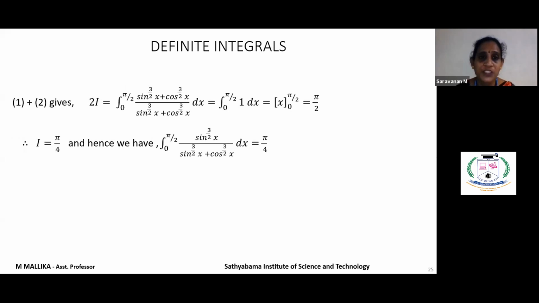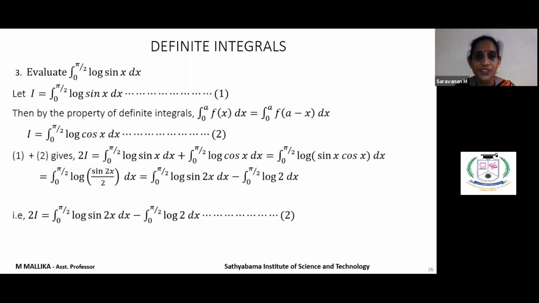Like the previous problem, add the two integrals, you will be getting 2I equals simply integral 0 to pi by 2 1 dx, or 2I equals pi by 2, so I equals pi by 4, which means integral 0 to pi by 2 sine power 3 by 2 x by sine power 3 by 2 x plus cos power 3 by 2 x dx is equal to pi by 4. In fact, instead of 3 by 2, if the question is sine power half, in the sense root sine x by root sine x plus root cos x, then also the answer is pi by 4. Instead of that, if you have the question as sine power n x by sine power n x plus cos power n x, then also your integral value is going to be the same, pi by 4.